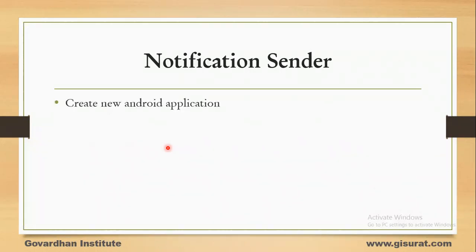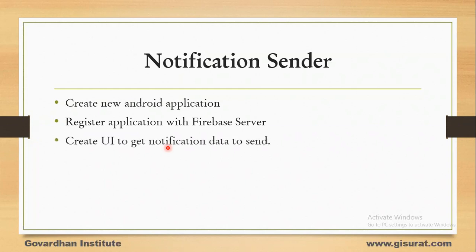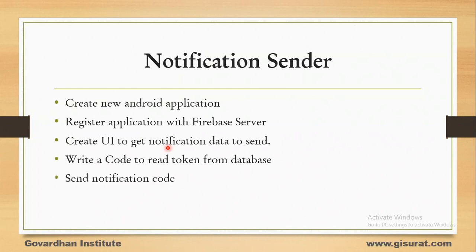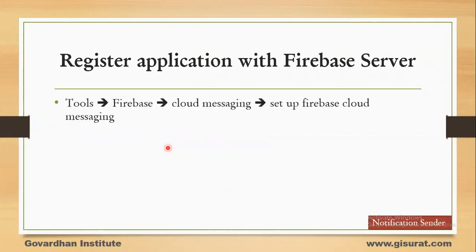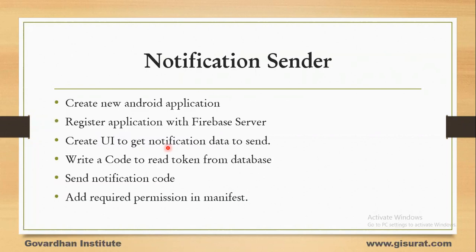First of all, we have to create an Android application. We have to connect it with Firebase. These are quite simple steps. Next, create a UI to get the data from the user. Inside that, I will create two edit texts and a button. After that, add code to read the token from the local database, send the notification, and add some required permissions in the manifest. So this many steps we have to perform for the sender application. The first step I will not perform, as you know how to create an Android application, because that's quite simple.